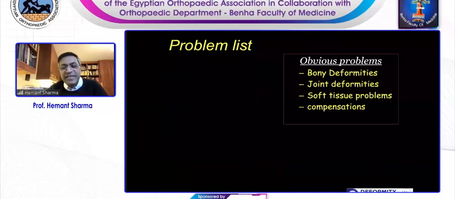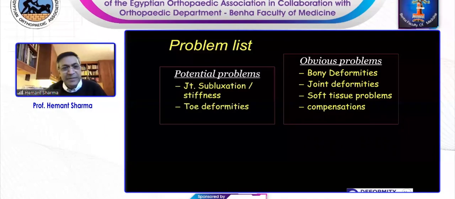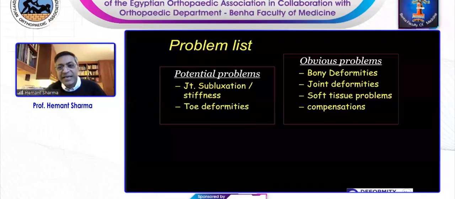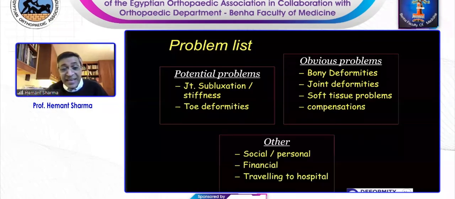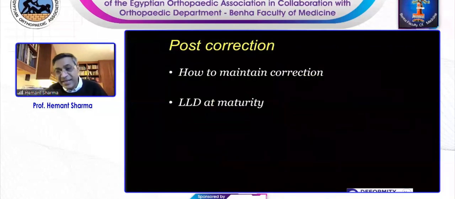So I would always suggest making a problem list. There are some obvious problems from the bone and the joint: subluxation, compensation, all that. We know about that. Then we look at the potential problems, what can happen when we correct the deformity, and we try to compensate or plan for those and see if we can avoid them. Lastly, we need to look at the family problems: how far they live, traveling to hospital, and financial and social aspects, before we start any deformity correction.